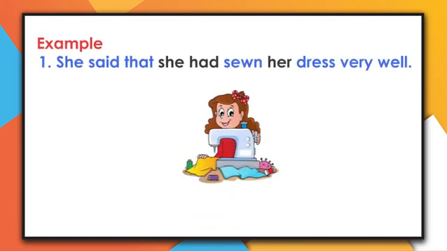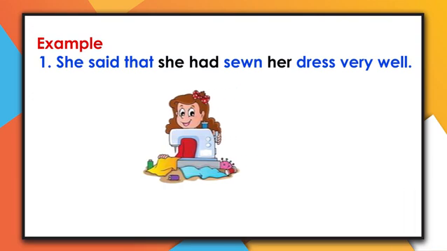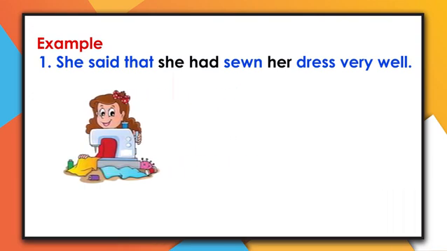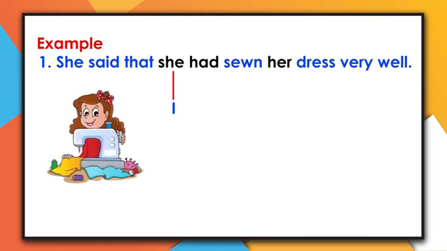Let's get started by looking at the first example, which says, she said that she had sewn her dress very well. She said that she had sewn her dress very well. We are going to change this sentence to direct speech. But before doing that, we need to carry out some changes. For example, we have to change she to I. Then, after changing she to I, we're going to change had to have. Then we shall change my to your.